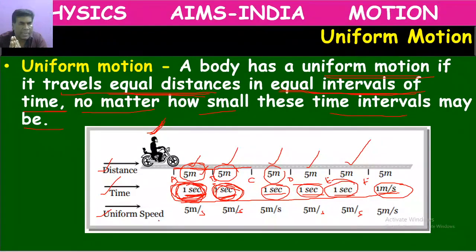Once again I am repeating, what is uniform motion? Throughout the journey, the person traveling on the bike, his motion is uniform. How can we tell it is uniform? Because in equal intervals of time, he is traveling equal distance.